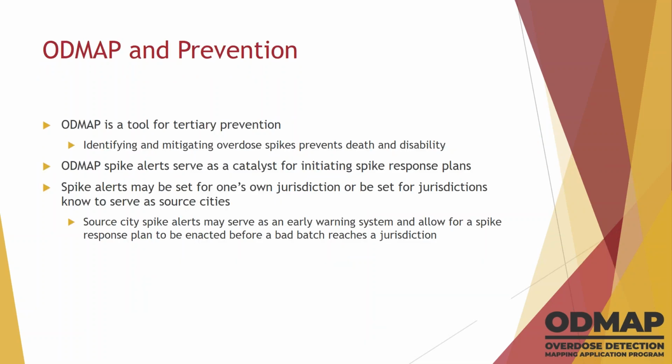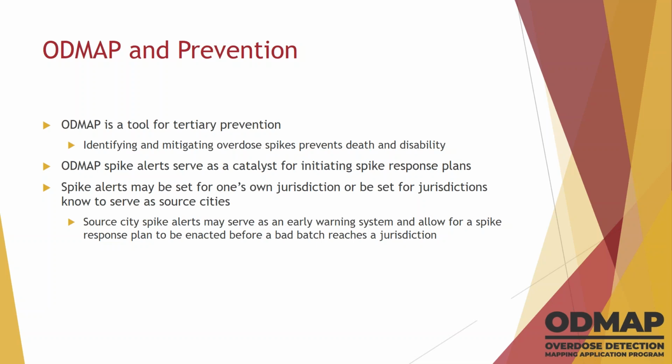So where does ODMAP fall into this? ODMAP is a tool for tertiary prevention. It can identify and mitigate overdose spikes and prevent death and disability. So the spike alerts I mentioned earlier can serve as a catalyst for initiating a spike response plan.